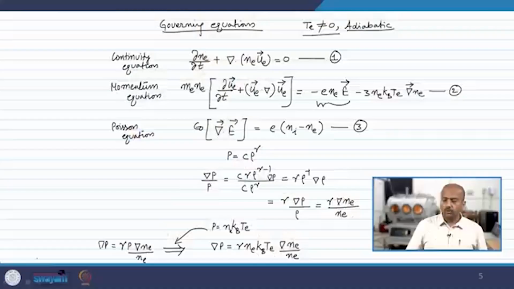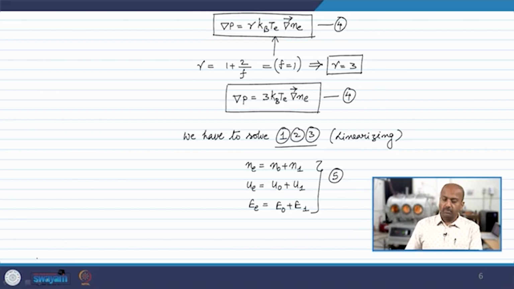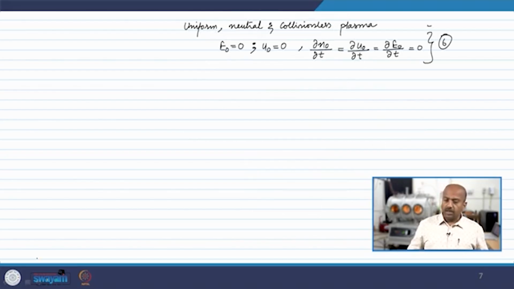Dear students, we will continue our discussion on electron plasma wave. We have derived this set of equations earlier, 1, 2 and 3, which are the governing equations, and we have defined the perturbed variables as equation number 5, and the conditions which govern the plasma motion are given in equation number 6.